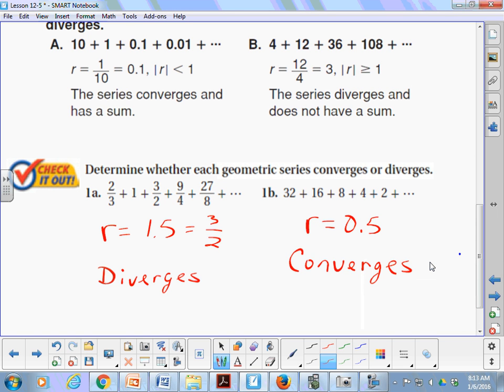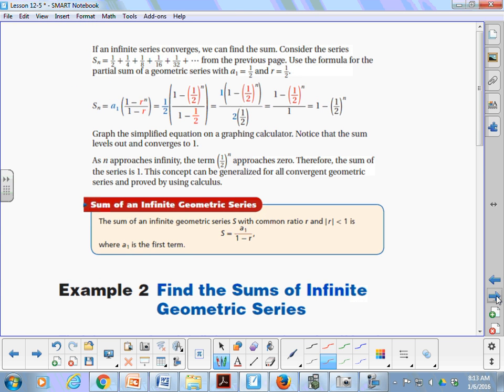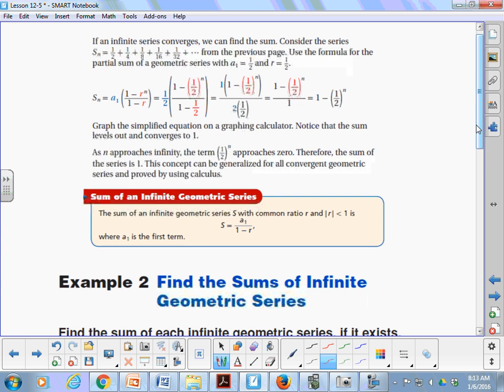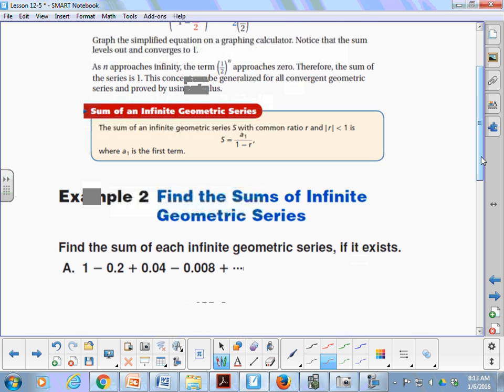Getting bigger, diverges. Getting smaller, converges. Okay. All right. So here is the formula. Here it shows how they got this formula. But here's the formula for an infinite geometric series to find the sum of those numbers. We learned how to find the sum of a geometric series, that would be a finite one. Here we're talking about an infinite geometric series. How do we find the sum?